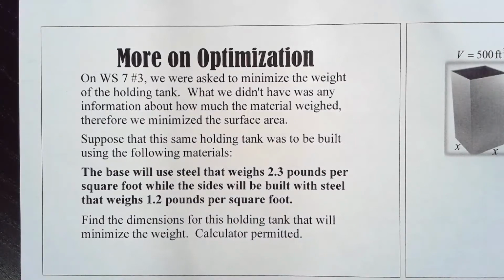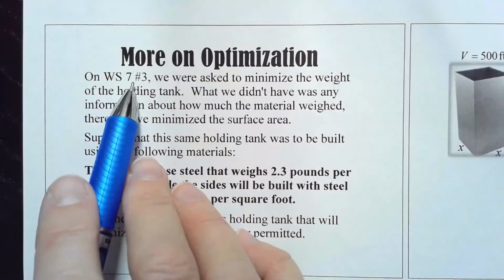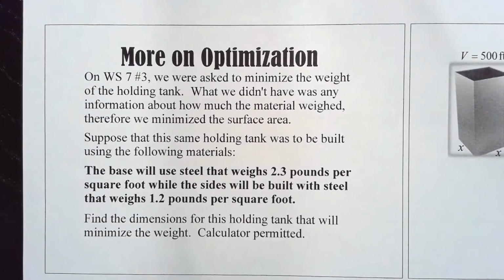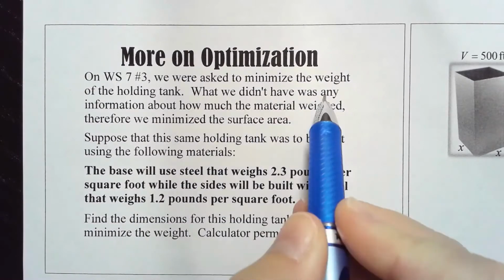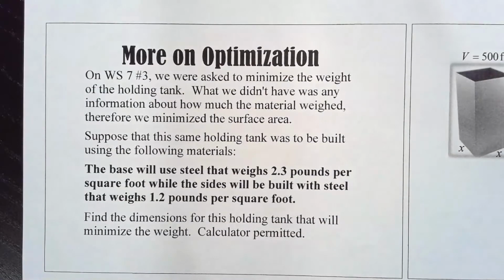All right, so we're going to wrap up optimization with this example here. If you recall, on worksheet 7, the third problem on the back, we were asked to minimize the weight of the holding tank. And that's where some of us got stuck because we didn't actually know anything about the material that we were going to build this tank with.